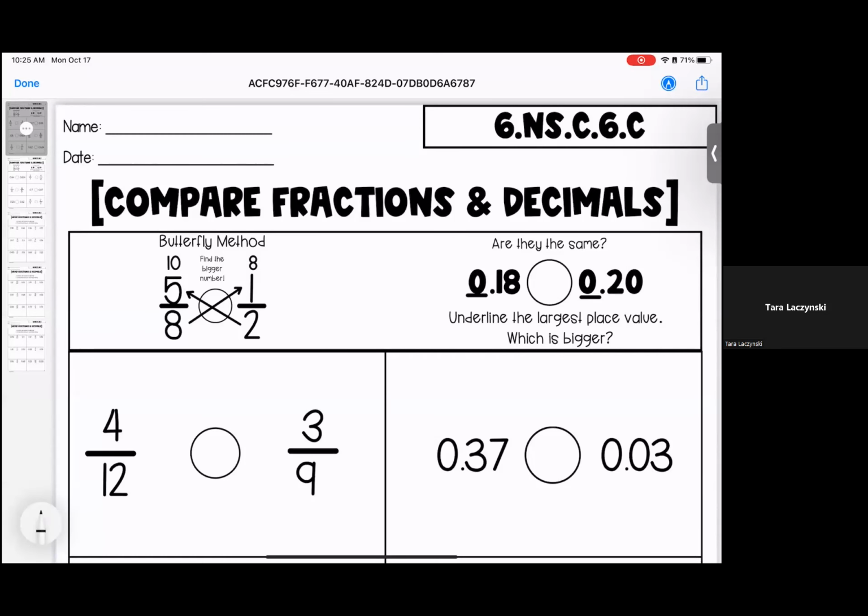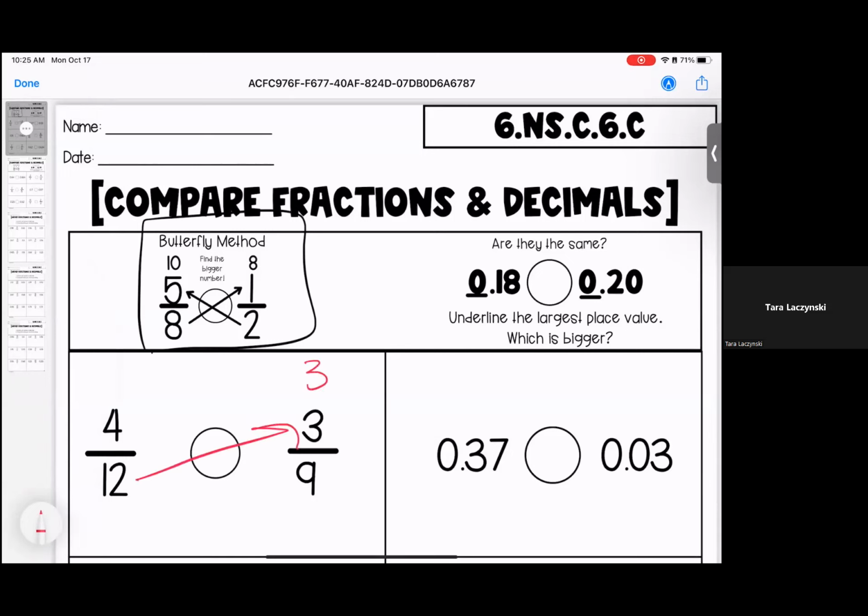Hey kiddos, we are looking at comparing fractions and decimals as well as ordering them this week. Remember that when we are comparing fractions, we can use the butterfly method, which is our cross multiplication. And if we're comparing decimals, we start with the greatest place value and move over, each time comparing until we find a difference. So here we go, love bugs.